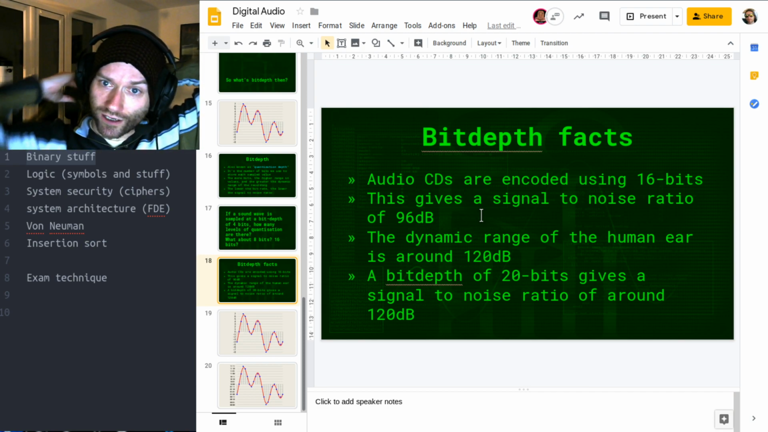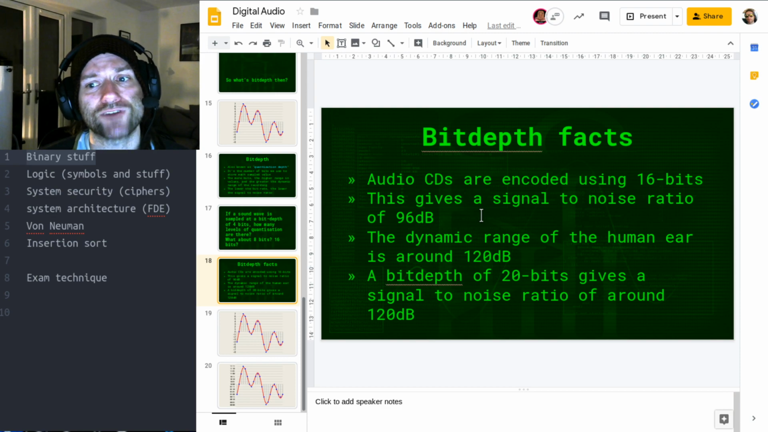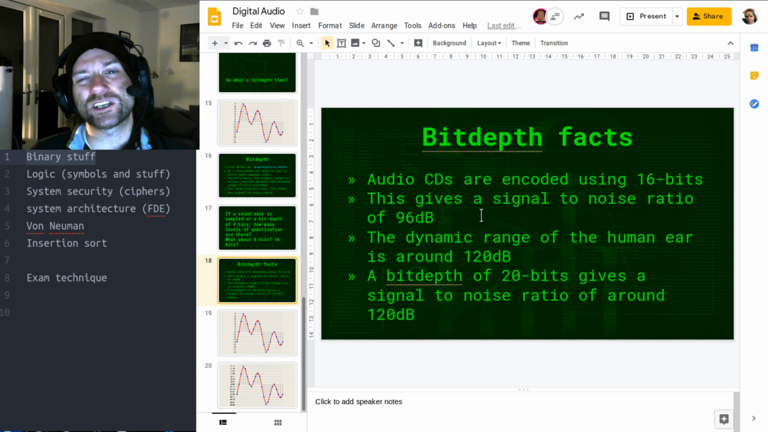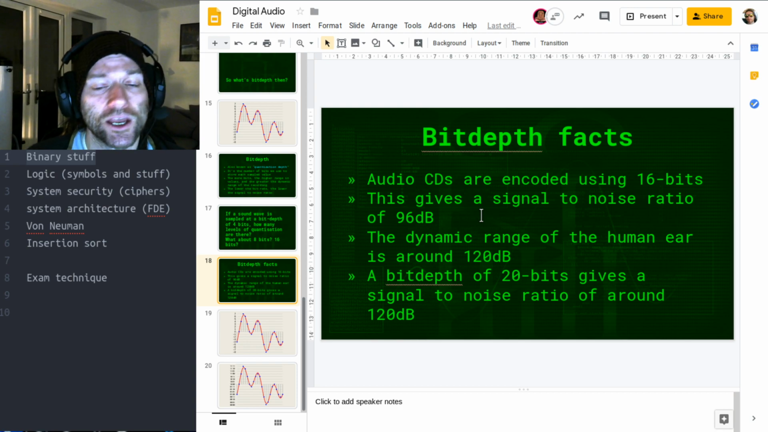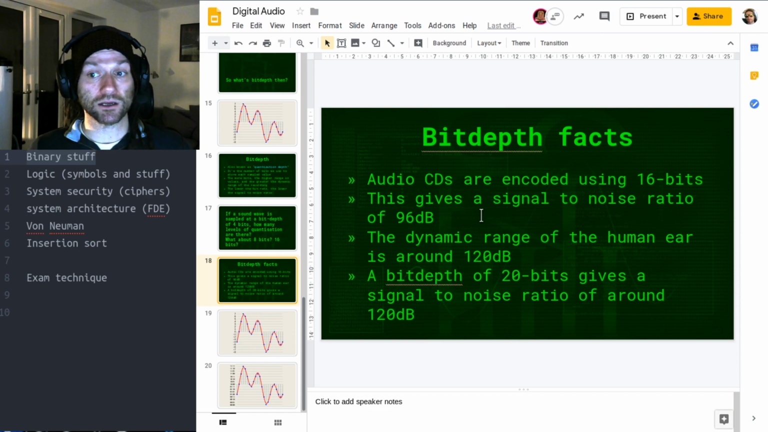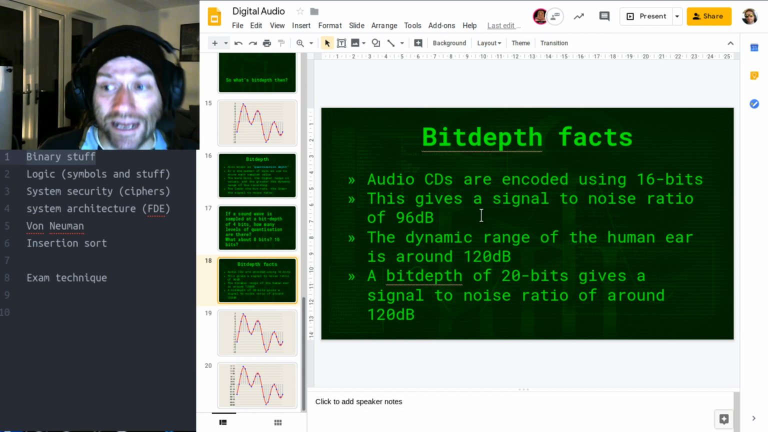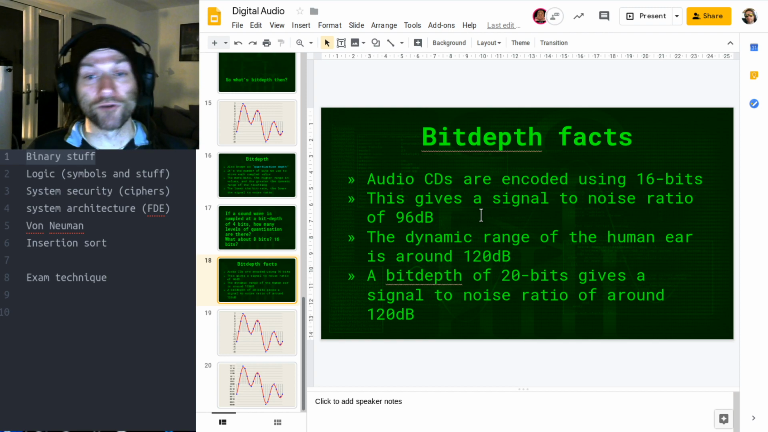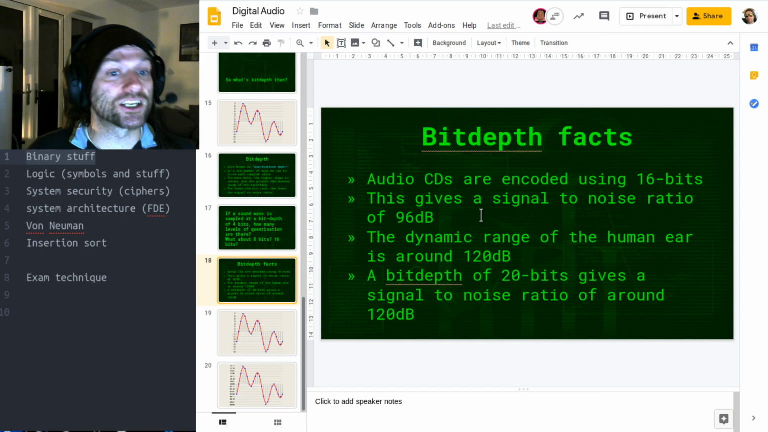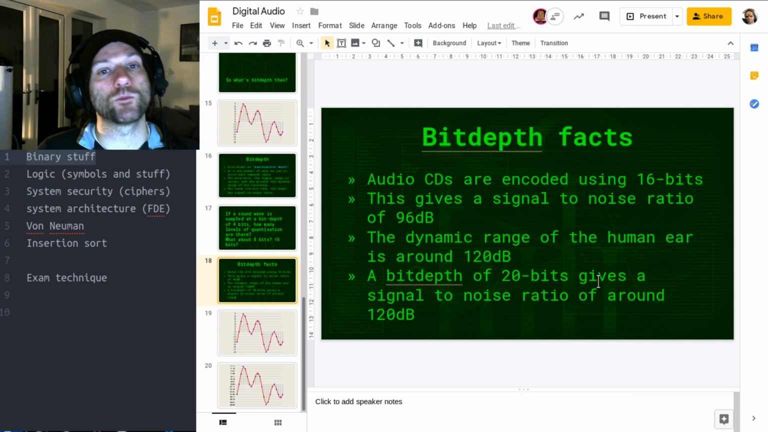Audio CDs, which are not really a thing anymore, are encoded using 16 bits. It gives a signal-to-noise ratio of 96 decibels, which is not quite good enough. CD quality is pretty good, but it's not as good as actually hearing stuff, because the dynamic range of the human ear is around 120 decibels. A bit depth of 20 bits gives a signal-to-noise ratio of around 120 decibels. So if we wanted proper high-quality audio, we would sample at 20 bits. Why do you think we'd use 16 bits when we are using CDs rather than 20 bits?